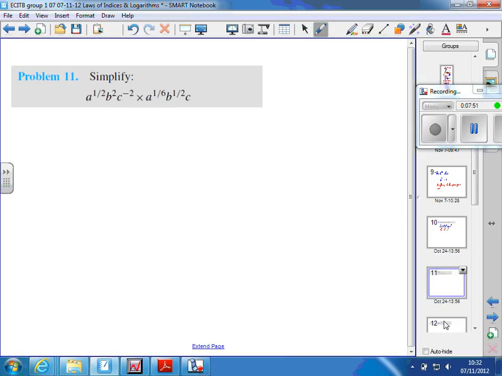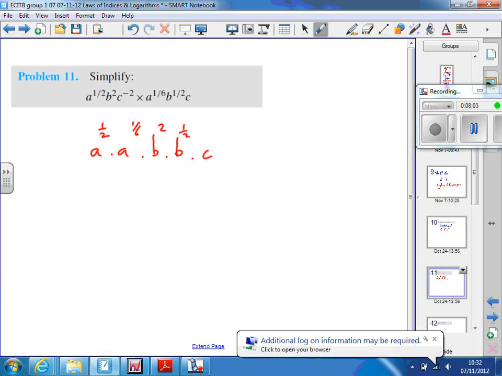Same story though. Let's combine the a to the half and the a to the 6th. Put the b's together. Put the c's together. Now, what I have to do, because they multiply, is add the powers. A half plus a 6th, and b to the 2 plus a half, and c to the minus 2 plus 1. So I add the powers. The awkward one is a half plus a 6th.